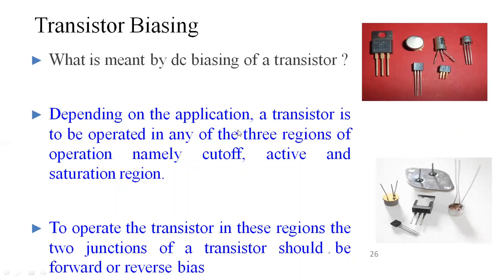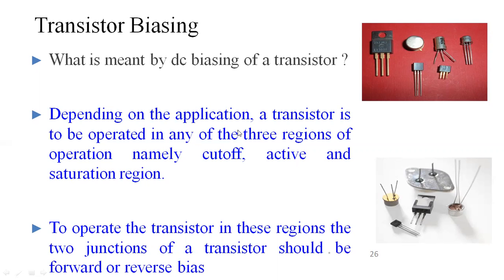Similarly, we have three regions or three modes of operation of a transistor: active region, cutoff region, and saturation region. To operate the transistor within these three regions, we have to set particular voltage and current conditions along the transistor terminals. So according to the required mode, we should apply the particular supply voltages.